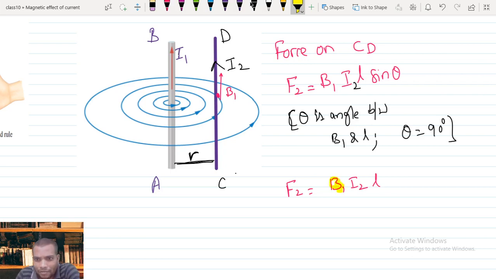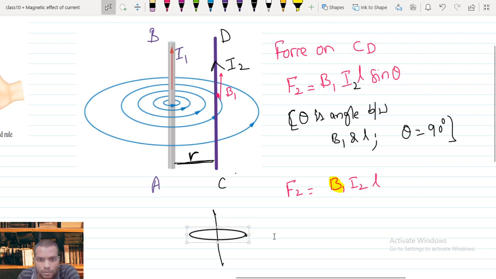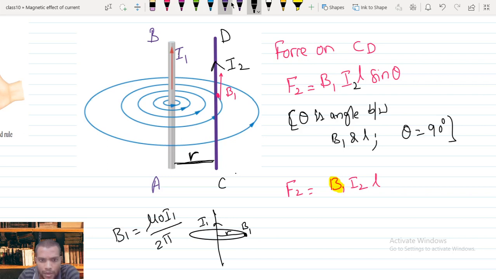Now how can I get the value of B1, the magnetic field due to current carrying conductor AB? I can draw that separately here. To find the magnitude of the magnetic field at a point, we need to consider an Amperian loop. So this is the Amperian loop we consider, at a distance of r. What is the magnitude of the magnetic field here? If I call it B1, with current I1 flowing, then B1 equal to mu naught I1 upon 2 pi r.